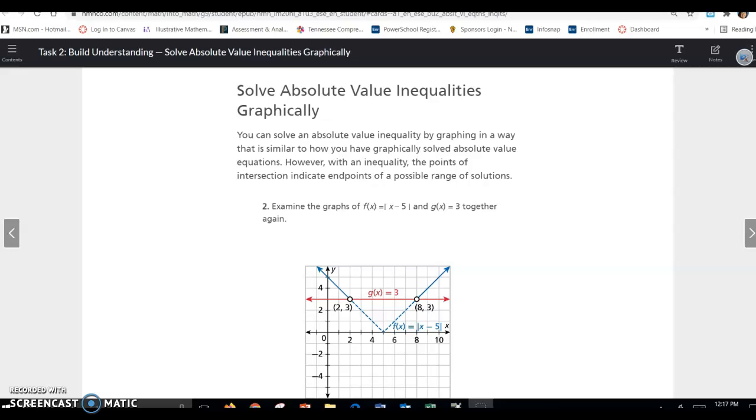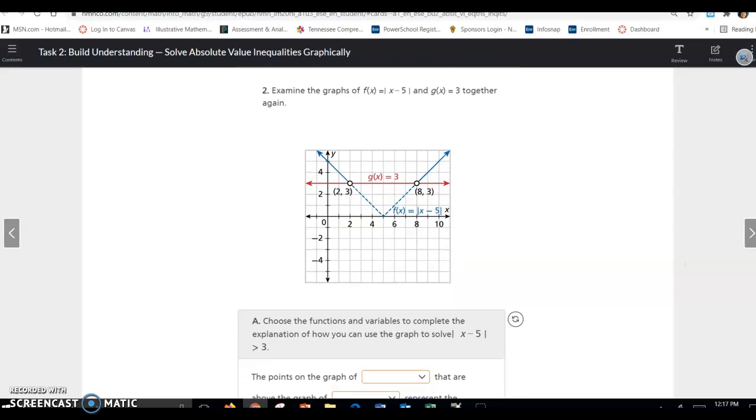Remember, inequality is less than or greater than. All right, you can solve an absolute value inequality by graphing in a way that is similar to how you have graphically solved absolute value equations. However, within an inequality, the points of intersection indicate endpoints of a possible range of solutions. Examine the graphs of f of x equals the absolute value of x minus 5 and g of x equals 3 together again.